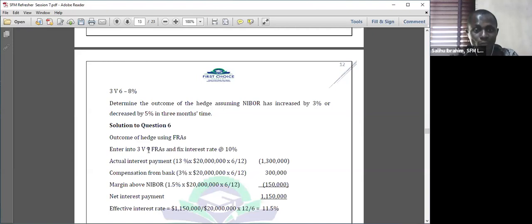We have entered into a 3 versus 9 forward rate agreement and fixed interest at this, isn't it? Now, if interest rates increase by 3%, that's what the question says, what does that mean? It means I'll be paying 13%.